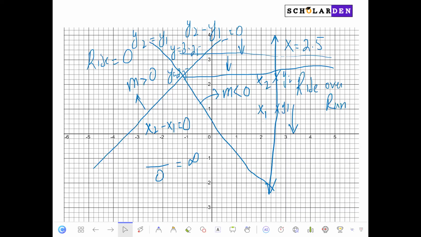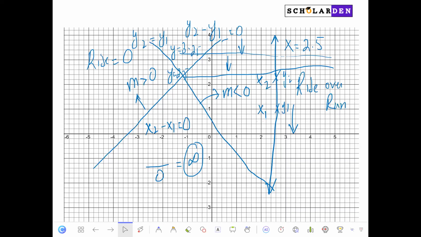Absolutely correct. Because the run is 0, you're rising. So your rise is going to be positive, because you're moving along this line, your rise is going to be positive, but because the run is 0, it's not changing anything along the x-axis, so the slope is going to be infinite.